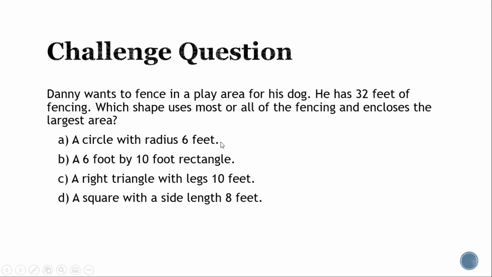So a circle with radius 6 feet. What we do is we calculate and multiply this out to find the area. So a circle with 6 feet will give us 6 squared times pi. This would be a 6 foot by 10 foot rectangle, so 6 times 10. This would give us a right triangle with legs 10 by 10, so 10 times 10 divided by 2. And a square with sides 8, so 8 times 8. Which of these will give us the largest area?